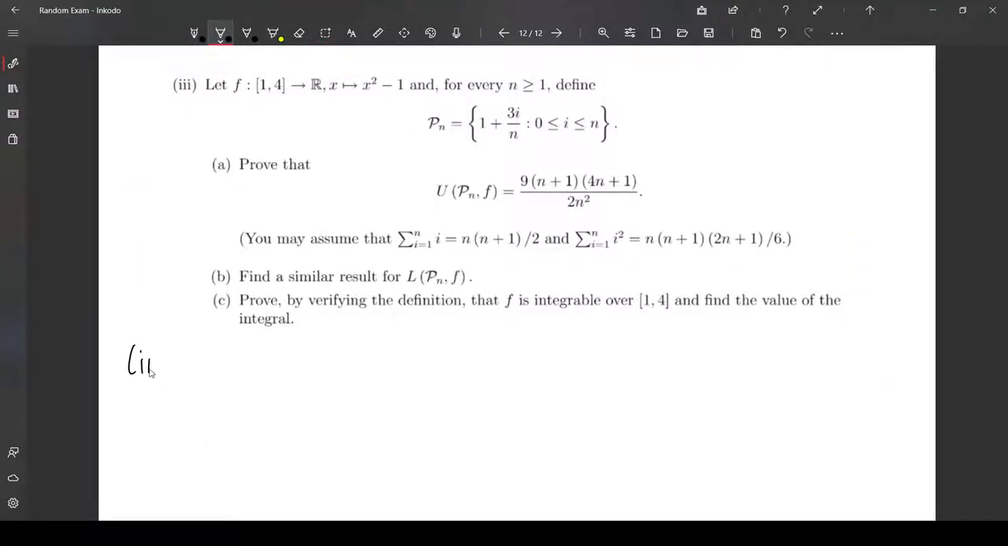Okay, so I'm going to copy this part over to the next page. So we have a partition that is going from 1 to 4. Okay, so what is our function? Our function is x squared minus 1. Let's get a plot of this going. So f is increasing from 0 to 15, so at 4, 15. But it's always increasing on this interval.